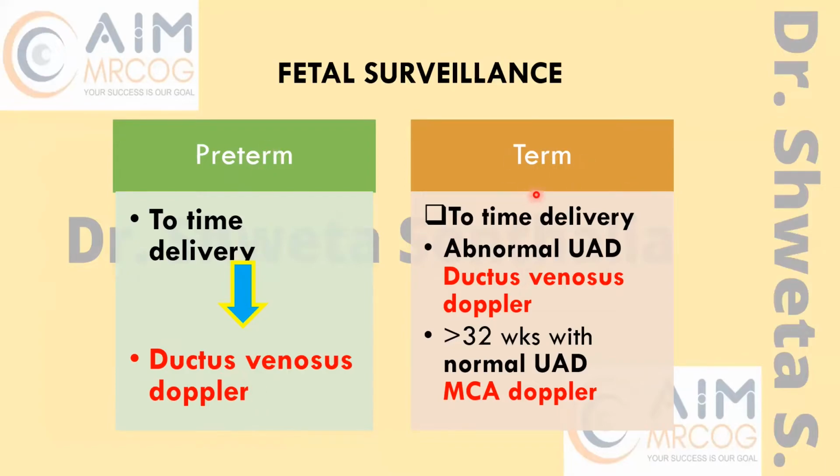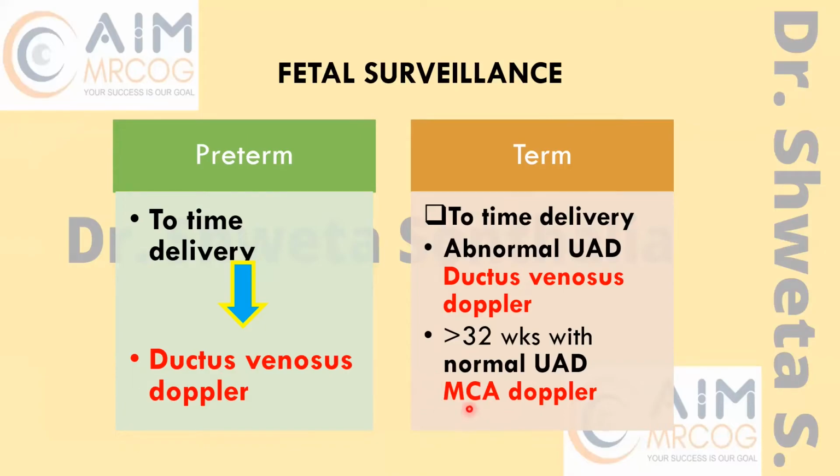And if it is term, means more than equal to 37 weeks, to time the delivery, you will decide it upon if it is an abnormal umbilical artery Doppler or it is a normal umbilical artery. If it is abnormal umbilical artery, the next step is ductus venosus. Always ductus venosus you are going to choose. But if it is more than 32 weeks with normal umbilical artery Doppler, then you have to choose middle cerebral artery Doppler. This is also very tricky one and they want you to know this.